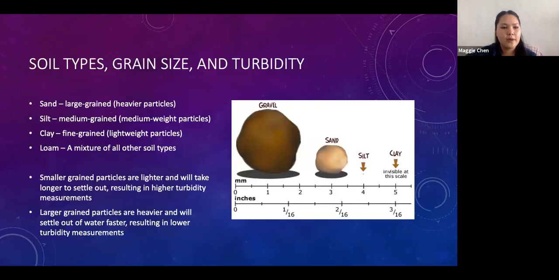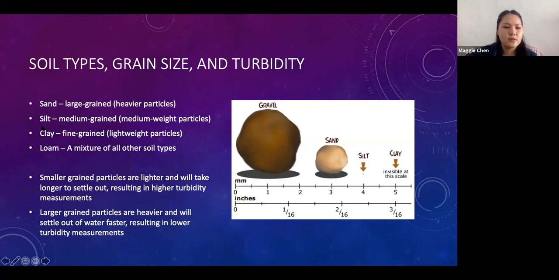So if we're thinking more about soil types, grain size, and how that relates to turbidity, how does the grain size of your particle affect how cloudy your water is? Say we're thinking about sand, which is a large grained, heavier particle. Because it's heavy, it's going to settle out faster and it's not going to stay suspended as long.